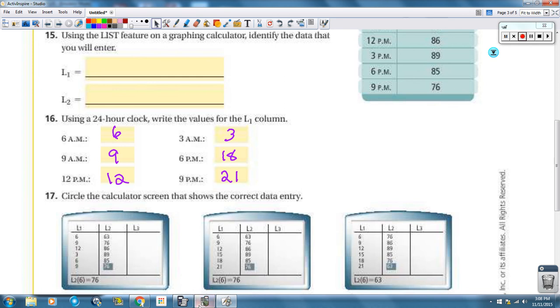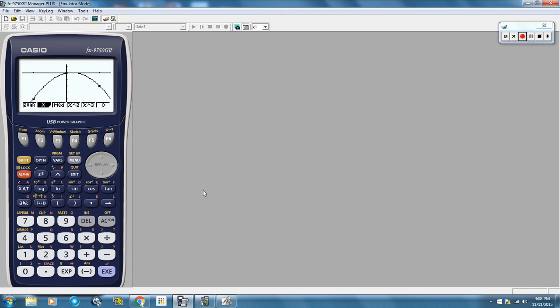Okay, so let's go ahead and do that. I'm going to go back to my Casio. I'm going to exit here, and I'm going to go up. And I'm going to just type on top of it. And I'm just putting them in the order that they appear in the table.